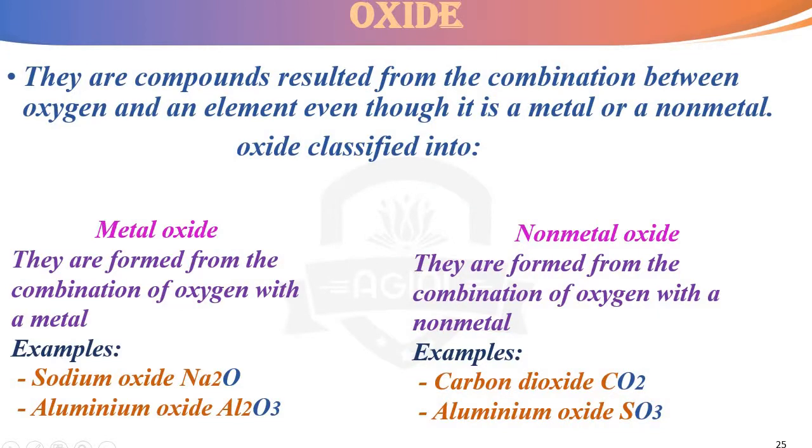Number 3, oxides. They are compounds resulting from the combination between oxygen and an element, whether it's a metal or a non-metal. So they can be classified into metal oxide and non-metal oxide. Metal oxides are formed from the combination between oxygen and a metal, like sodium oxide Na2O, aluminum oxide Al2O3. Non-metal oxides are formed from the combination of oxygen with a non-metal, like carbon dioxide and aluminum oxide.